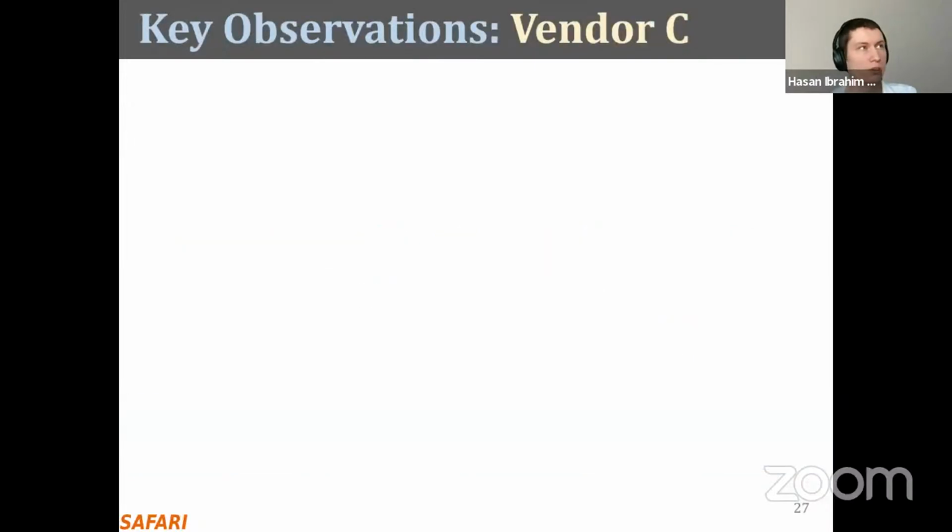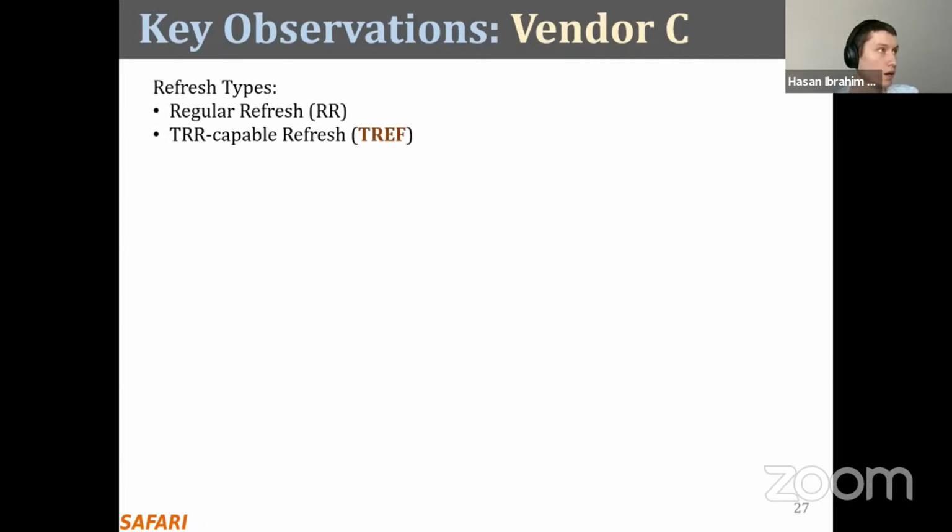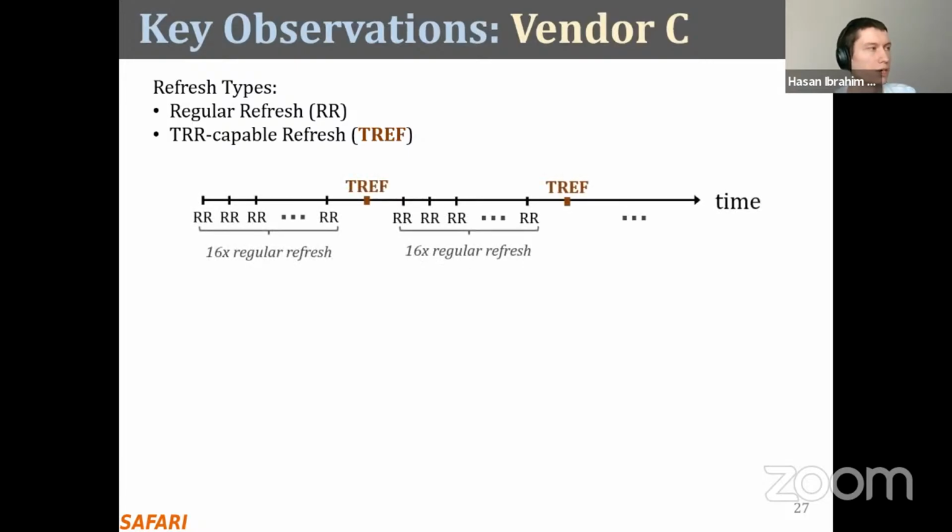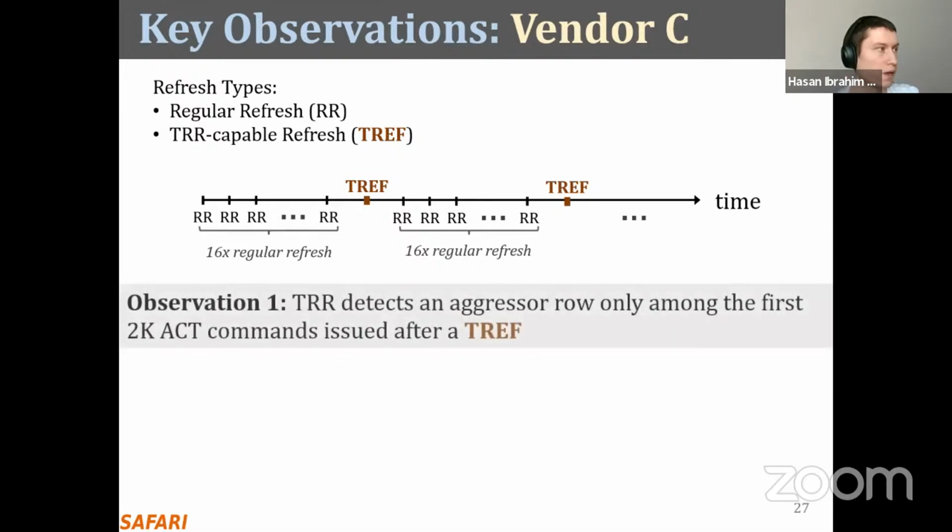Okay, and moving on to the last vendor, vendor C. Again, here we have two refresh operations, regular refresh and TRR capable refresh. And the schedule of these TRFs looks like this. So every 17th refresh command is used to perform a TRF.